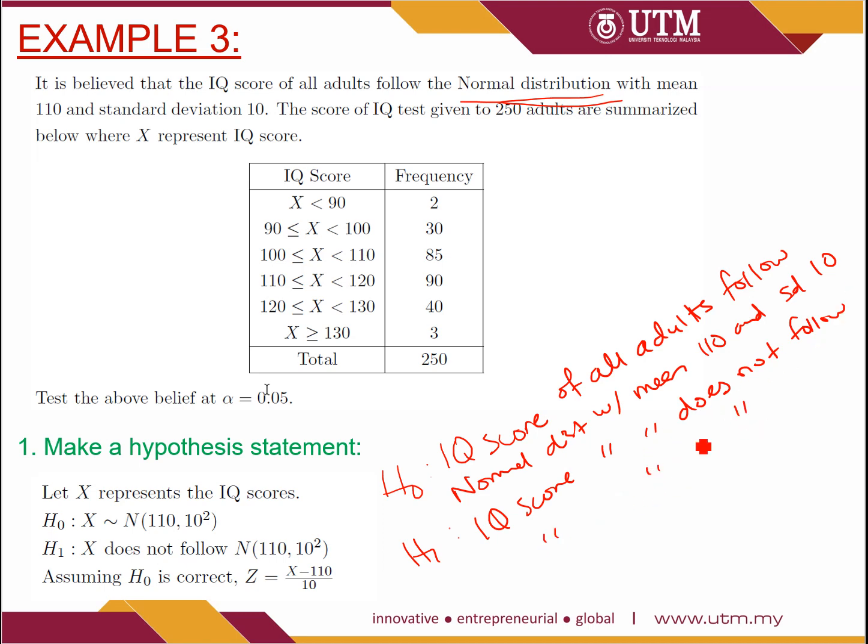Don't write it like this, because I don't want to write it too long, but I hope you understand. And class, since this is for population, that means your Z score is also for population. The Z score for the population is X minus mu divided by sigma. So now your mu is 110 and your standard deviation is 10. So just sub in the values and you will get these formulas.